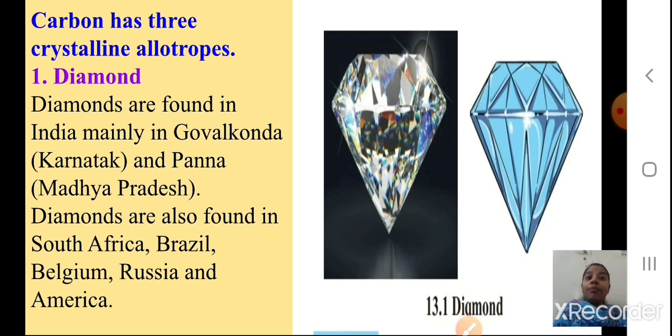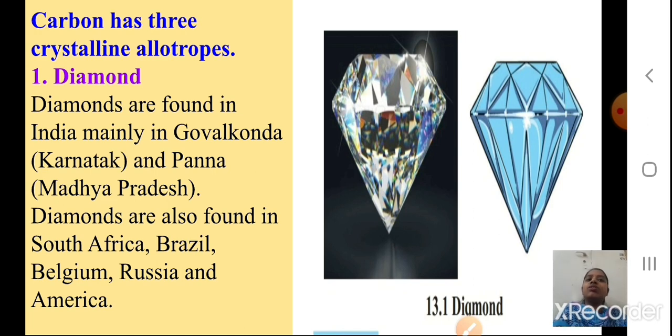Diamonds are found in India, mainly in Golconda, Karnataka and Panna, Madhya Pradesh. Diamonds are also found in South Africa, Brazil, Belgium, Russia and America. Just for your information, you must have studied this in your geography also, in minerals. So these are the occurrences, the states or the countries where you can find the diamond.